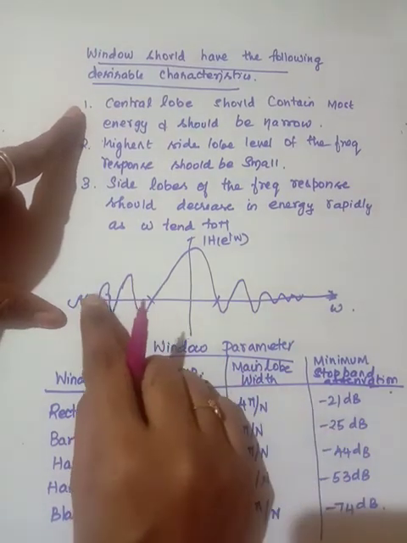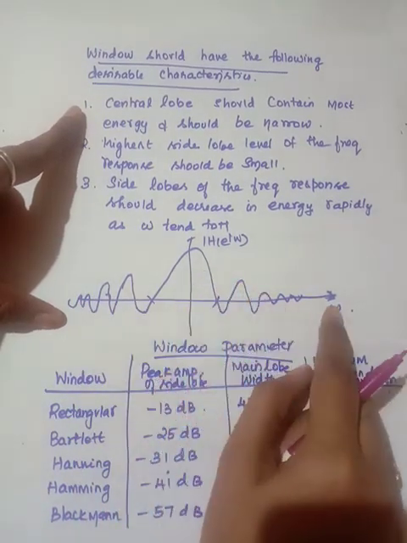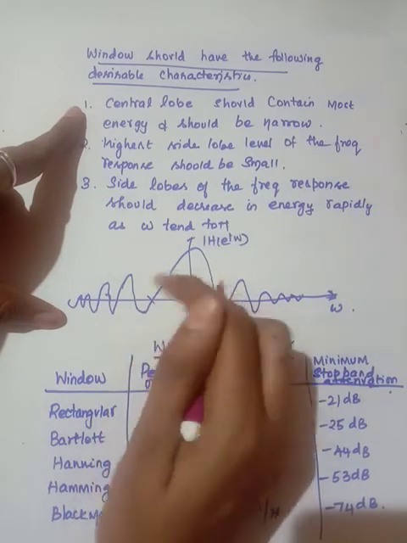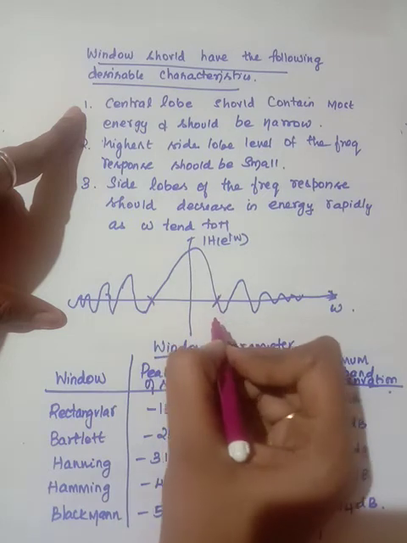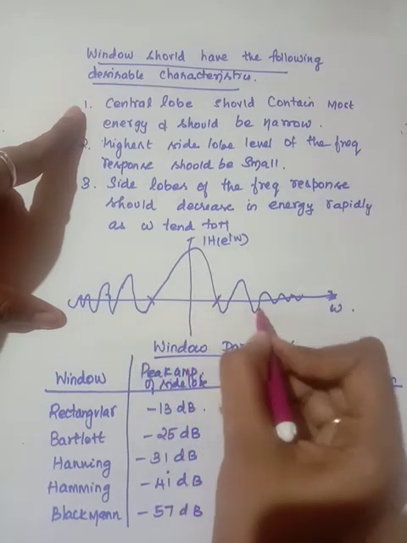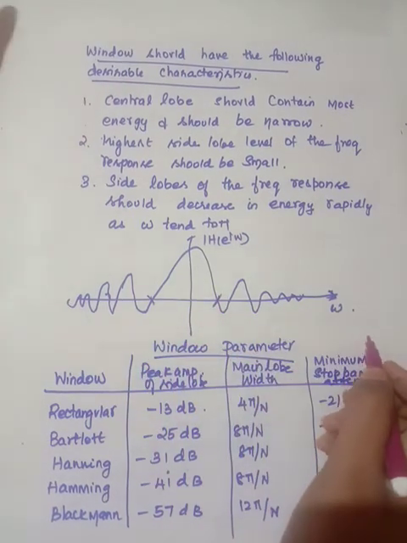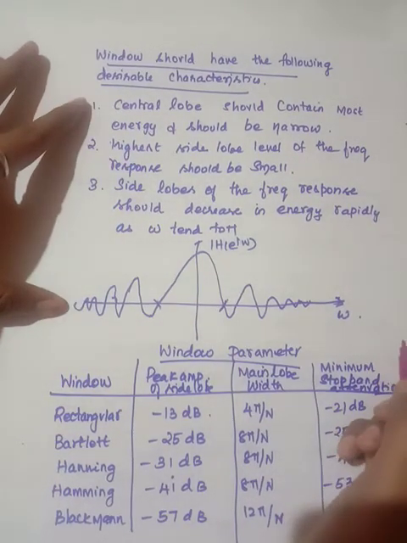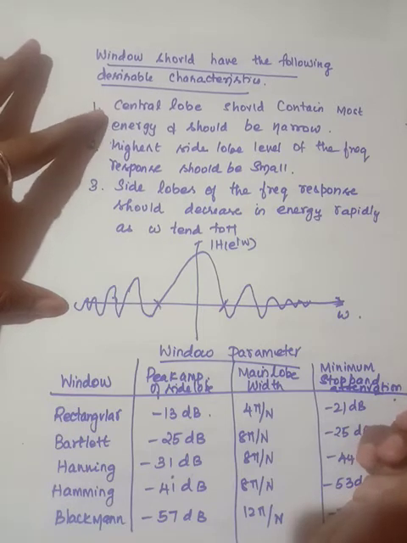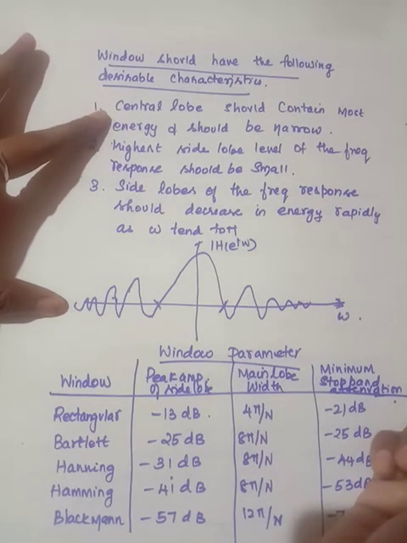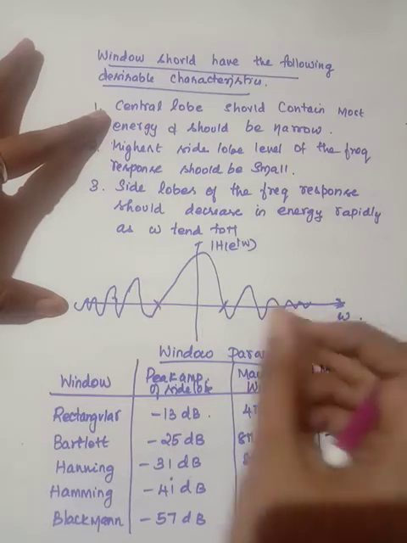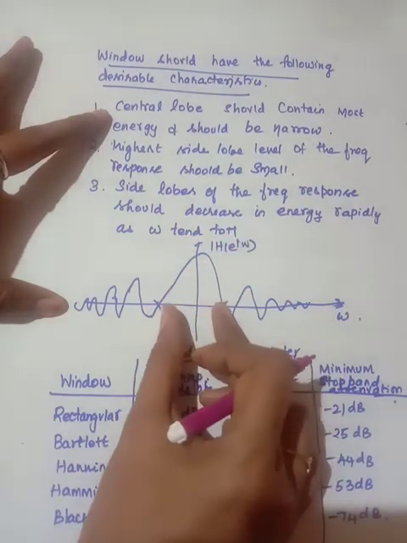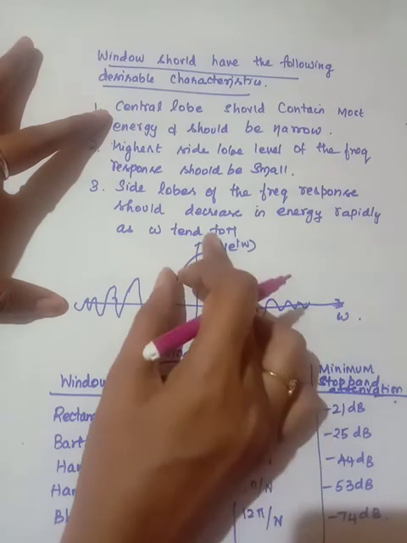When you find the spectrum for the window, you will have a spectrum like this. This is known as the main lobe, that is the first zero crossing, and these are all the side lobes. When you have this frequency spectrum, it should satisfy some desirable characteristics. The first is that the central lobe should contain most of the energy and it should be narrow.